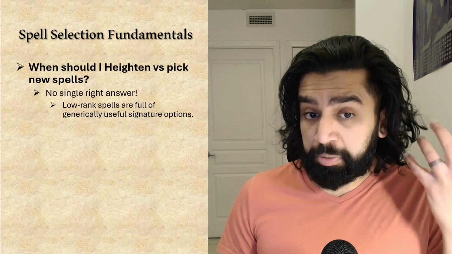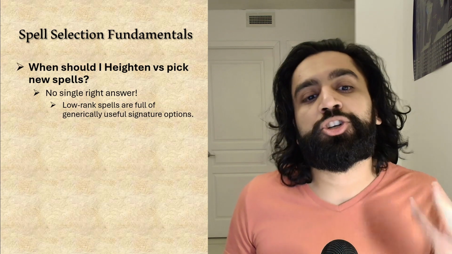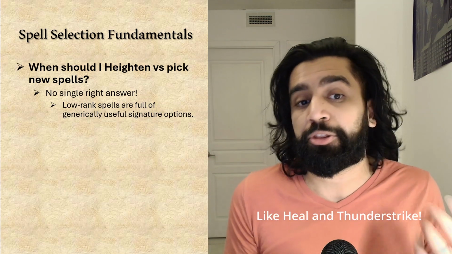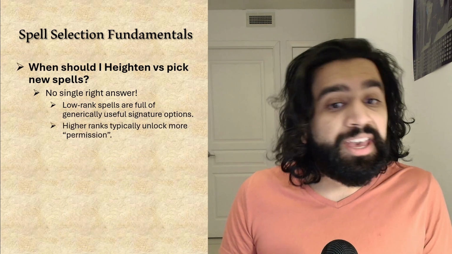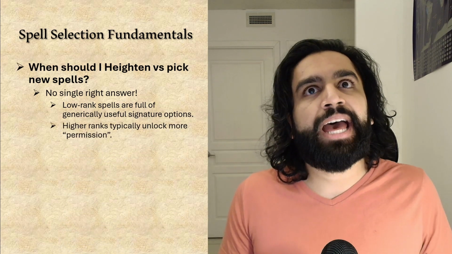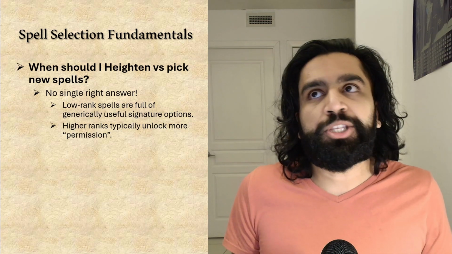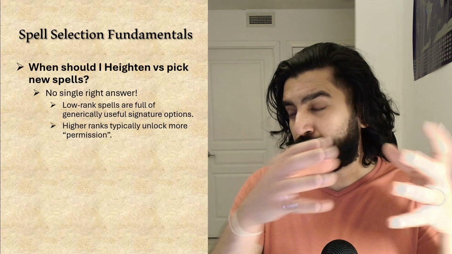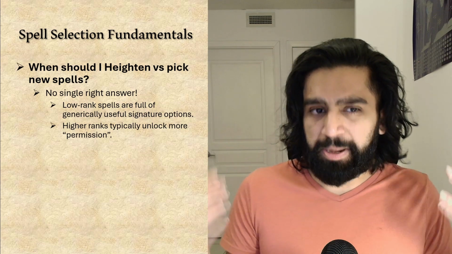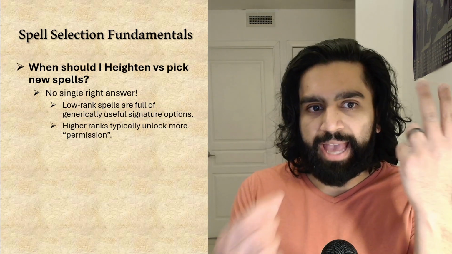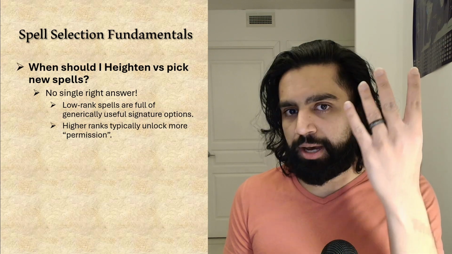Low rank spells are purposely filled with generically useful signature options. They're filled with all the things a caster should be considering their staple throughout their career. Conversely, higher rank spells tend to have more permission allotted to them. They're allowed to do more. You can clearly see this by looking at trees of spells. The most transparently obvious one is if you look at all the spells that inflict frightened, fear, agonizing despair, vision of death, unspeakable shadow.